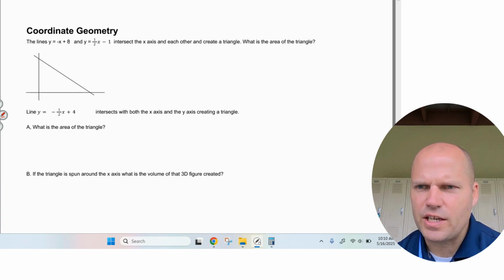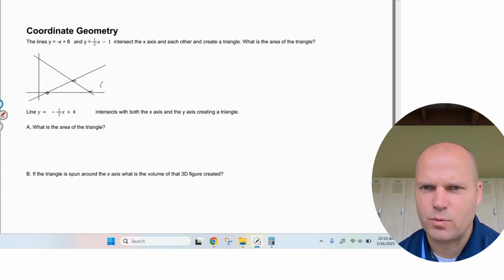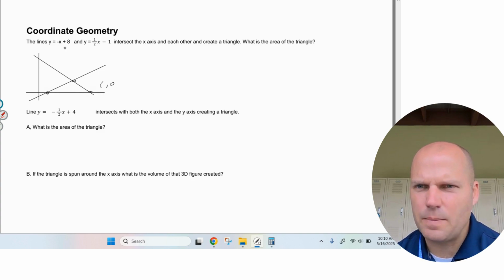These two lines both intersect each other and the x-axis. What is the area of the triangle? Great question. Well, we have to find where they intersect the x-axis. That's when y is 0. So I'm going to plug in 0, and I'm going to get that this line is going to be at 8, 0. Great. I'm going to plug in 0 here, and I'm going to get that this line is going to intersect at 2, which means this base length is 6.